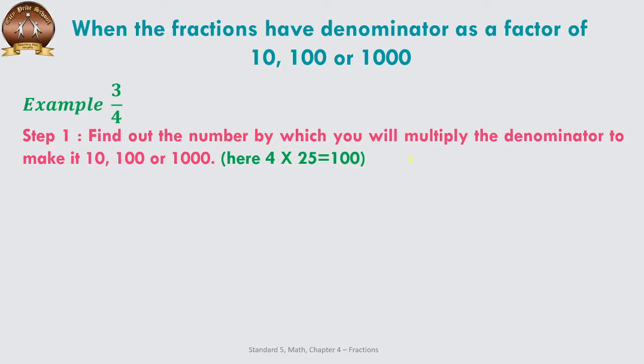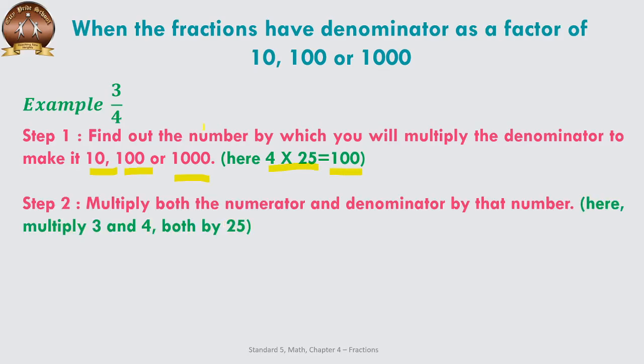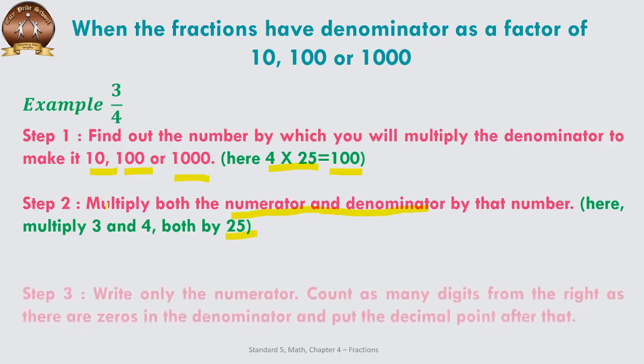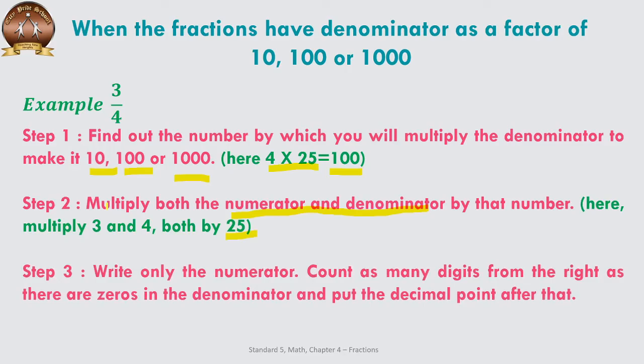Find out the number by which you multiply the denominator to make it either 10, 100 or 1000. We cannot make 4 to 10, but yes, if we multiply 4 into 25, we can get 100. So we are going to multiply both the numerator and the denominator by 25 so that we get 100 in the denominator. Multiply 3 and 4 by 25. When we multiply 3 and 4 by 25, we get 75 upon 100.